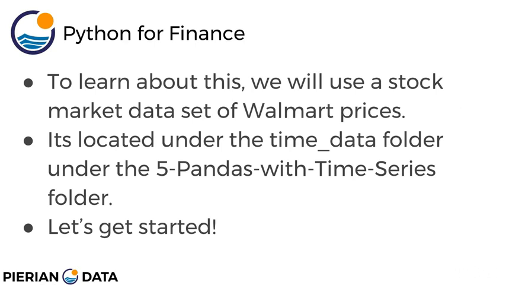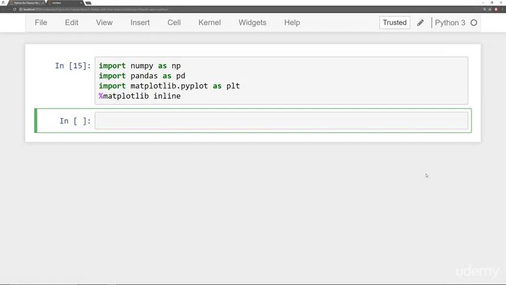To learn about this, we're going to be using a stock market dataset of Walmart prices. It's located under the time data folder under the 5-pandas with time series folder that corresponds to this section of the course. Let's open up a new Jupyter notebook and get started. Okay, here I am at my Jupyter notebook. I've imported the usual suspects here, numpy, pandas, and matplotlib, and we're going to continue by reading in our data.